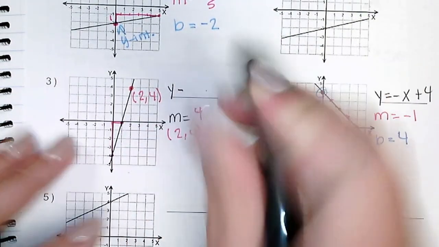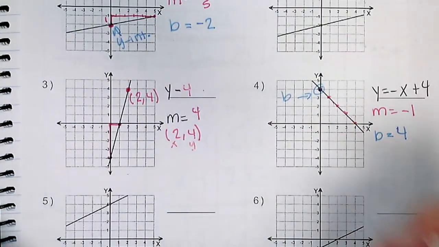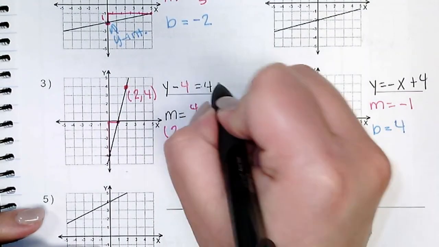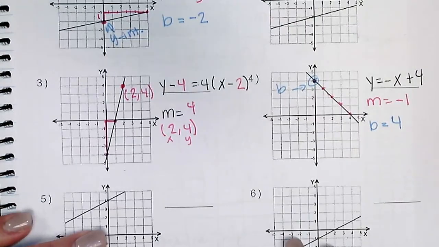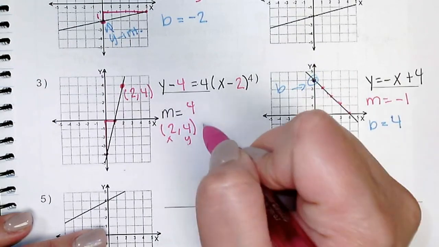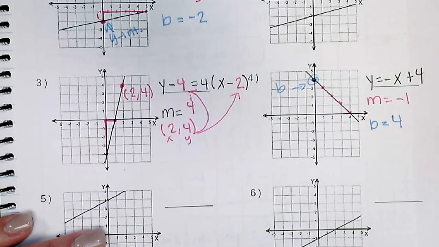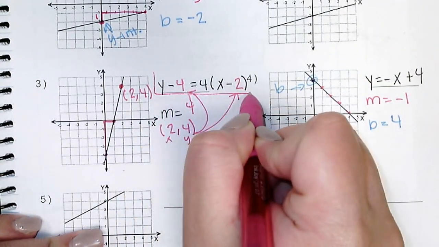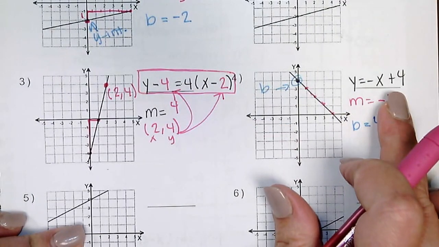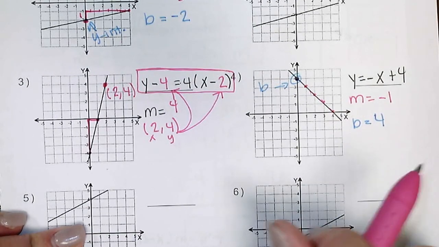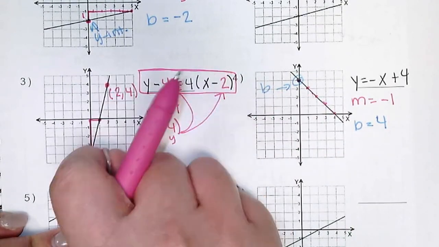So y minus, this is your x, this is your y, 4 equals 4, open parentheses, x minus the 2. So if you notice, I got the point from here and here. Sometimes it's going to be written in this form. And what you do here is just, you can either convert it to slope intercept or do it backwards basically. So take out your point and see if it exists on the line.